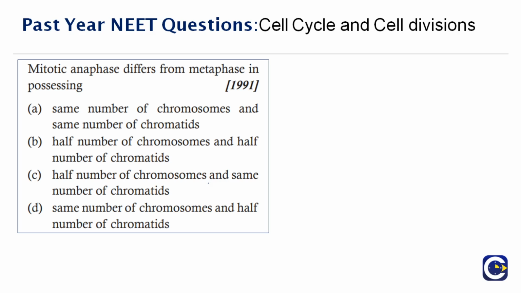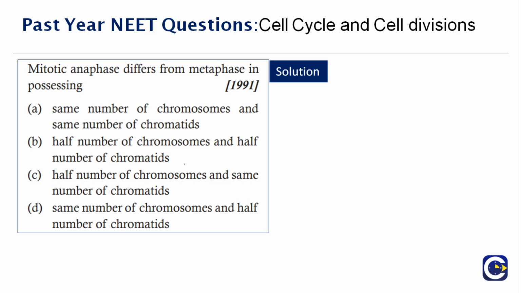Okay, now let's move to the next question. This question was asked in the year 1991. Mitotic anaphase differs from metaphase in possessing dash. Again, this is an easy question. You only need a little logic. Mitotic anaphase is where the sister chromatids separate from each other and begin to move towards the opposite poles.